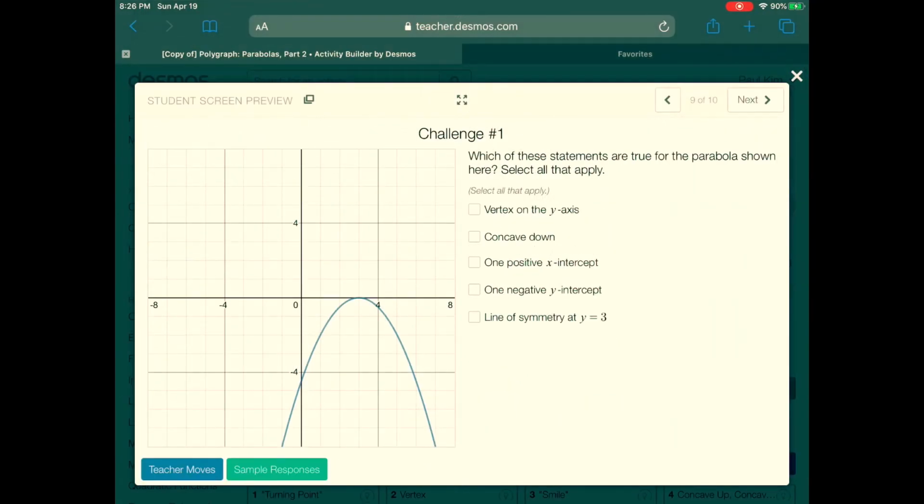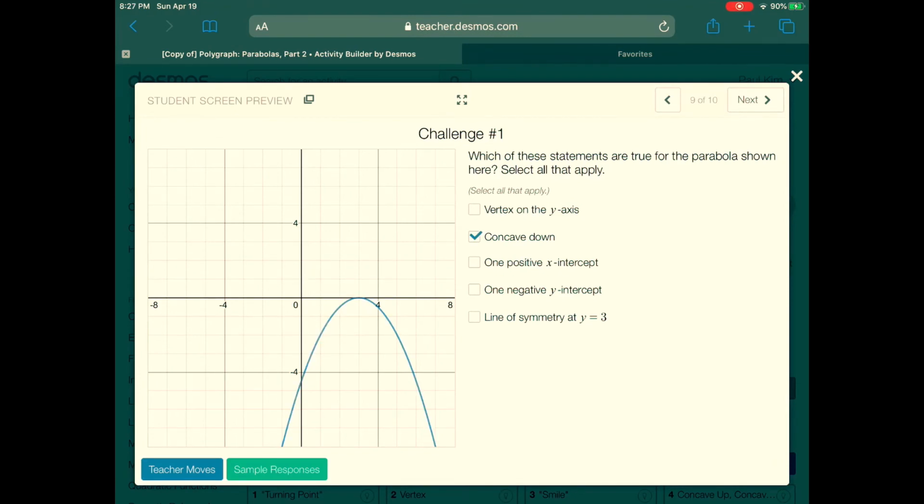So for this challenge, it says which of these statements are true for the parabola shown here. Select all that apply. So the vertex is on the y-axis. So I know my vertex is right here, 3, 0. But if you notice, that's on the x-axis, not the y-axis. So I know that's not true. Now this graph is concave down, right? It's not smiling, it's frowning, right? So I know that's true.